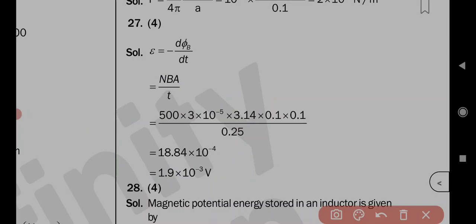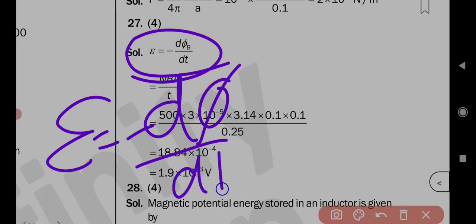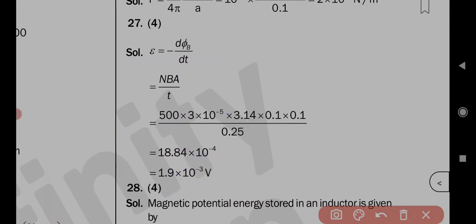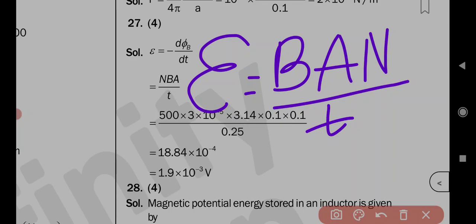So induced EMF is nothing but minus d phi by dt. So E is equal to minus d phi by dt. How to remember this in terms of B, A, number of turns, and time in seconds? That is this simple formula, E is equal to BAN cos theta by t. Since theta is 0 degrees, cos theta is 1, so we'll neglect that. It becomes BAN by t.